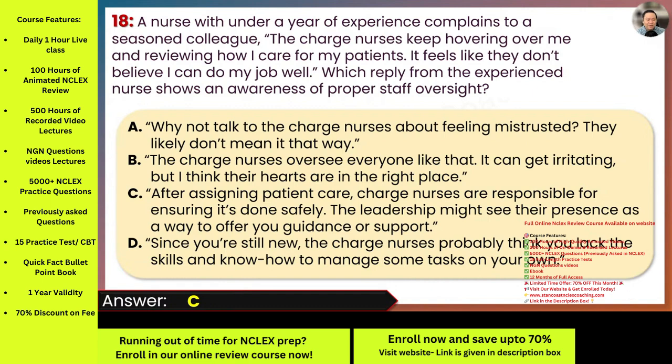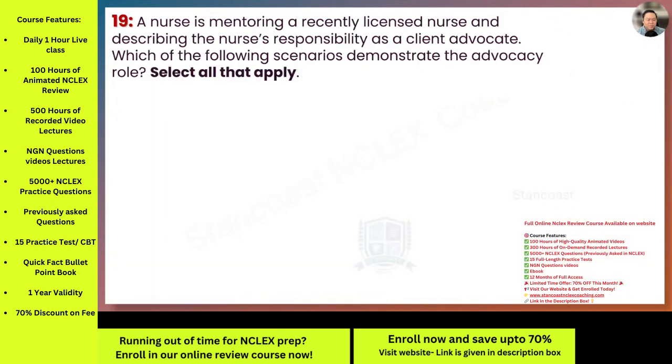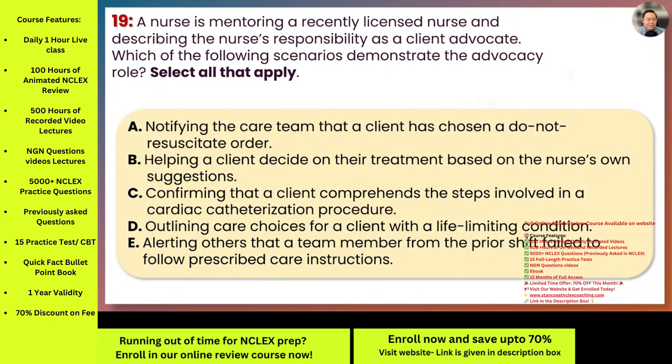Alrighty, let's have number 19. A nurse is mentoring a recently licensed nurse and describing the nurse's responsibility as a client advocate. Which of the following scenarios demonstrate the advocacy role? Select all that apply. Options: A, notifying the care team that a client has chosen a do not resuscitate order.